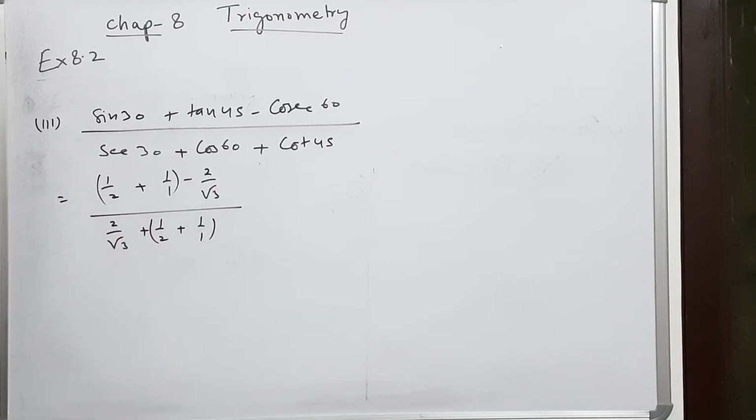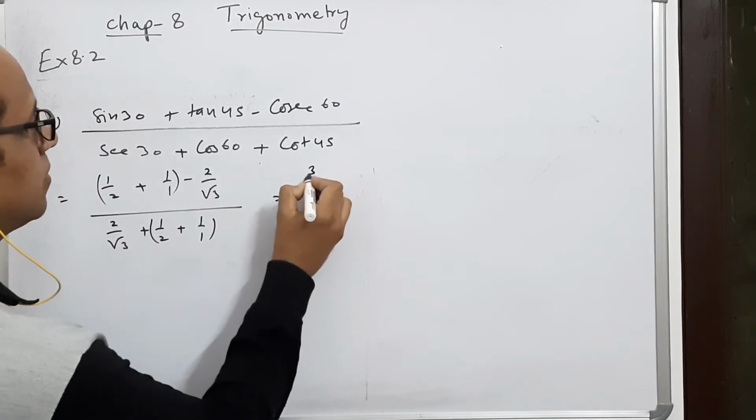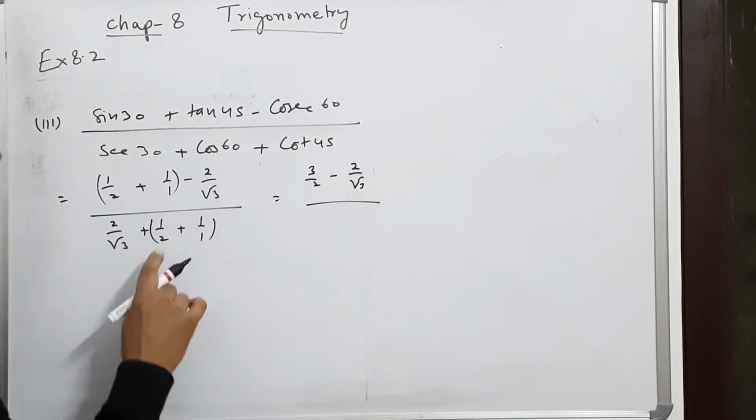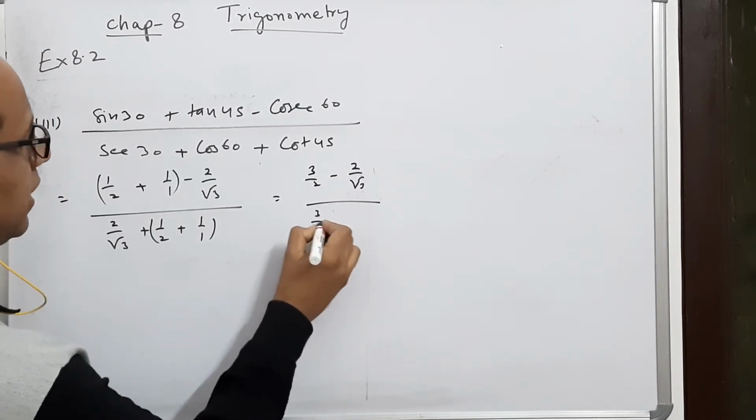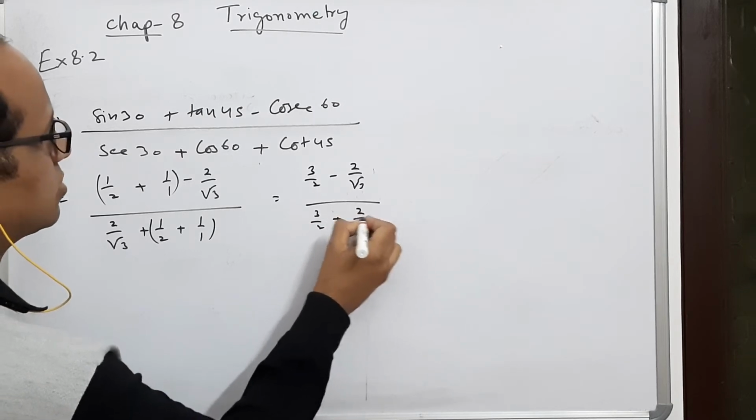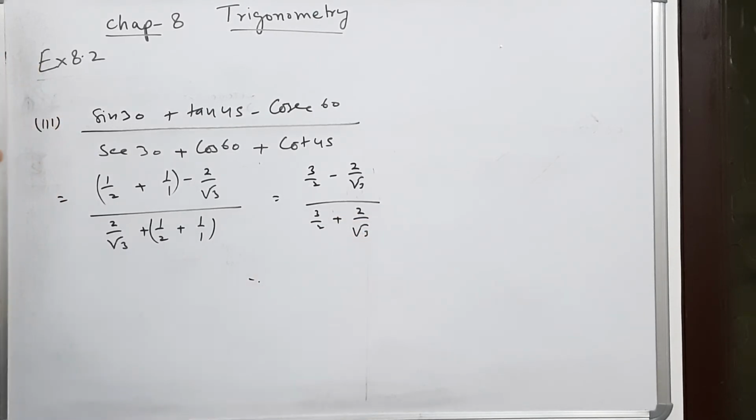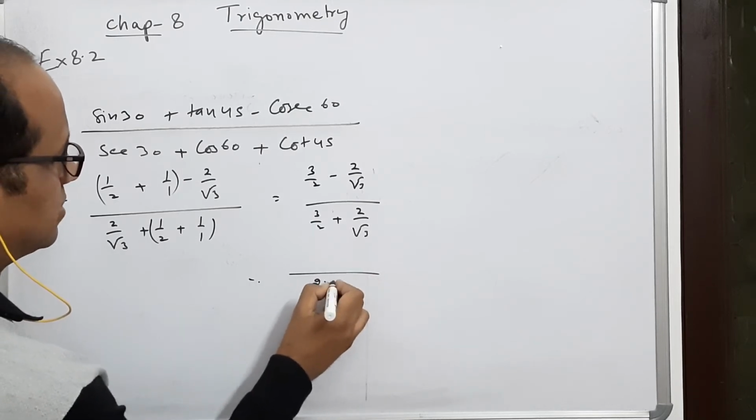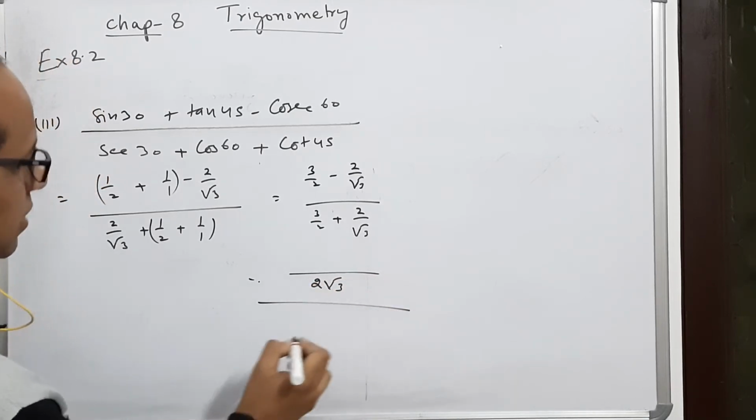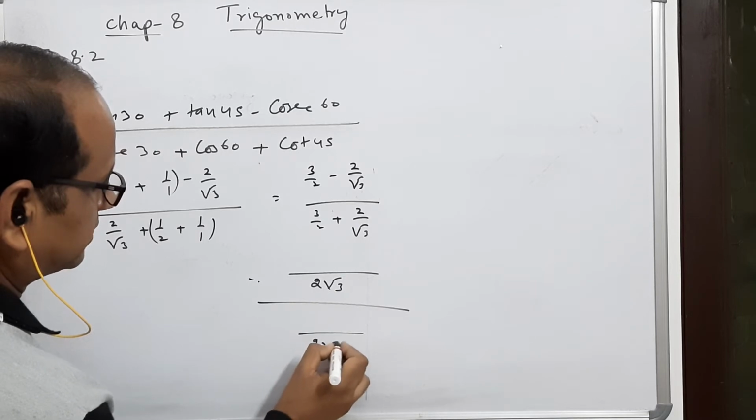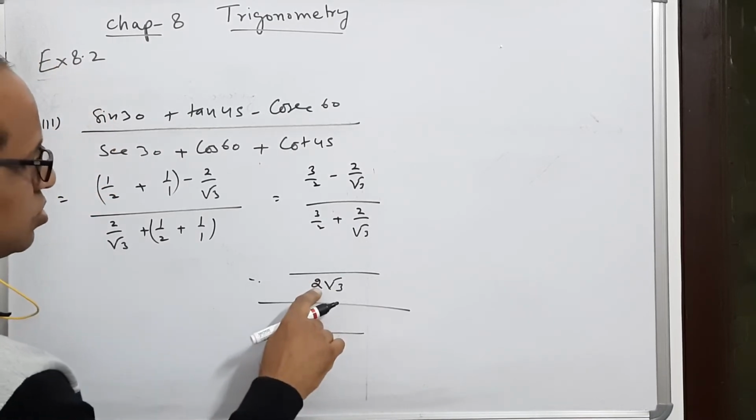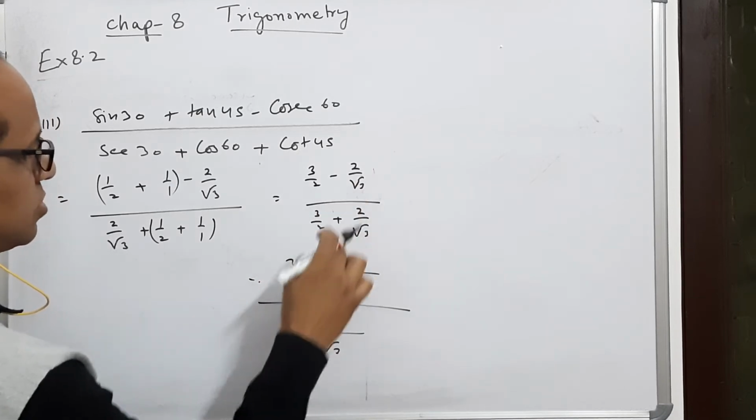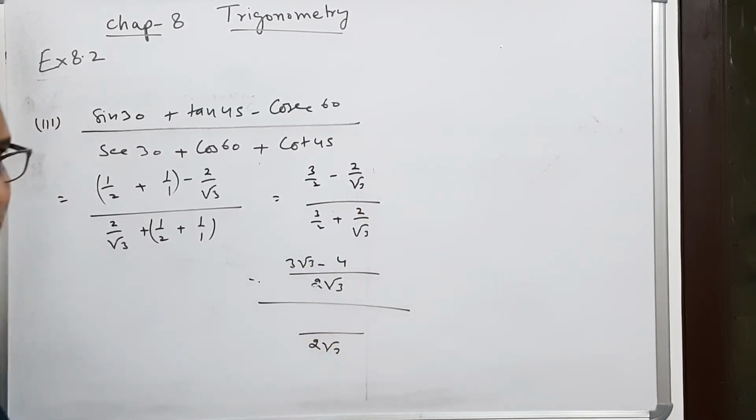Now these are the rational numbers and this is the irrational number. Half and 1, so it will be 3 by 2. This will be 2 by root 3. This is half and 1, again 3 by 2 and it is 2 by root 3. So now we can take the LCM. The LCM is 2 root 3 and in the denominator also the LCM is 2 root 3. Now this 2 and 2 cancelled, so it will be 3 root 3. This root 3 and root 3 cancelled, it will be 4.